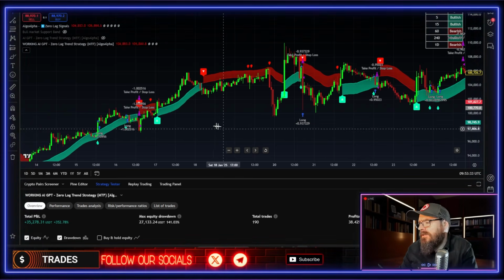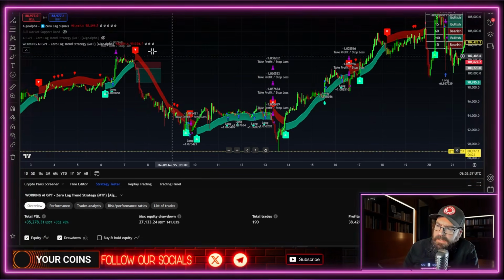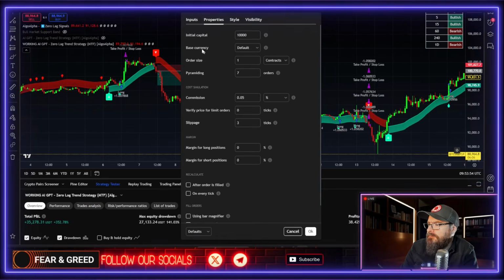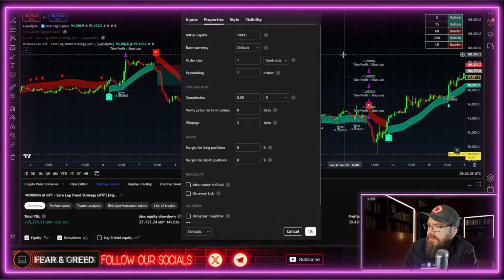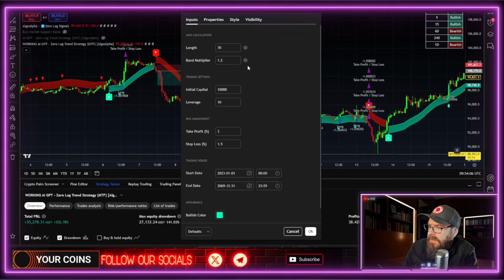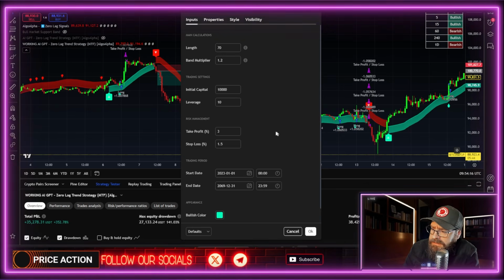So the next part of this, we're going to be putting the short element into it. So we're going to be highlighting when it should be taking shorts. But so far we have implemented our initial capital, our commission rates, the margin for long and short position. Shorts, as I said, isn't working yet. Our inputs over here, our initial capital, our length band multiplier can be changed. Our take profits at 3%. And our stop loss at 1%, 1.5%. So all this can be changed.